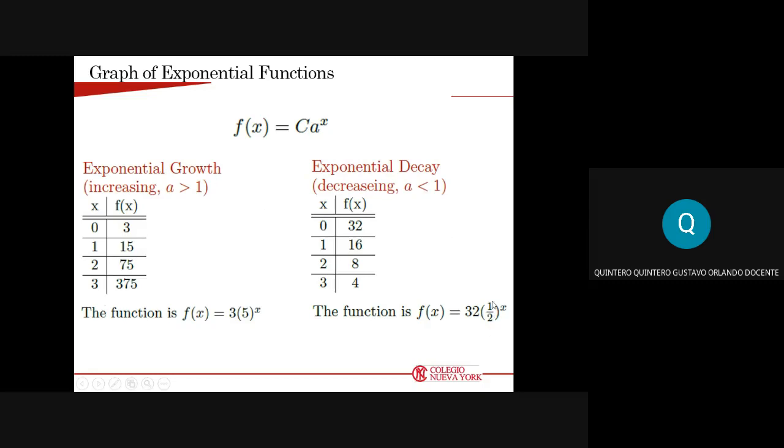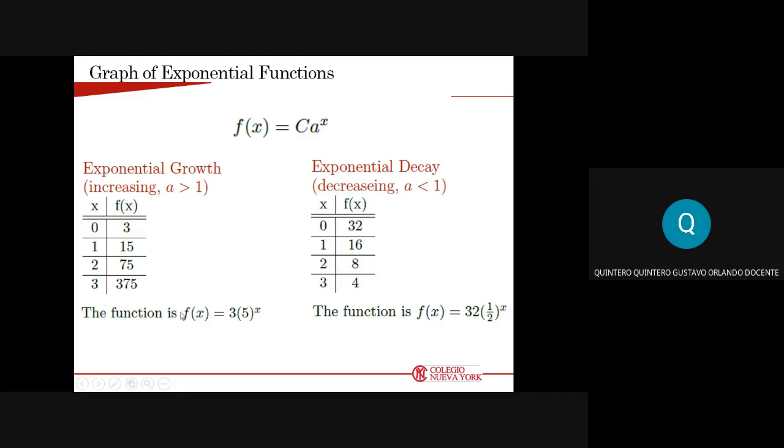But in this case, look, the value of a, the growth factor, is lower than 1. Look, it is 1 over 2. If you put this in a calculator, 1 over 2 is 0.5. So 0.5 is lower than 1. Again, the value of a, the growth factor, is lower than 1. So in that case, we have exponential decay. All right, guys, this is extremely important. Hopefully you guys are taking notes, right?